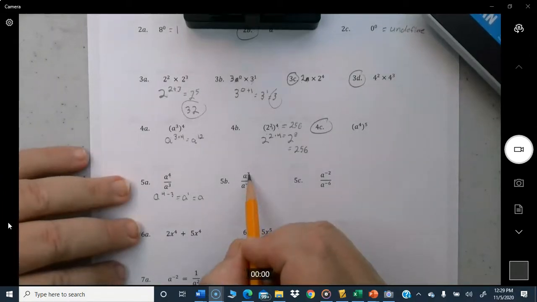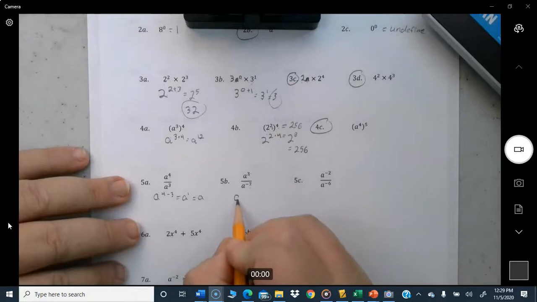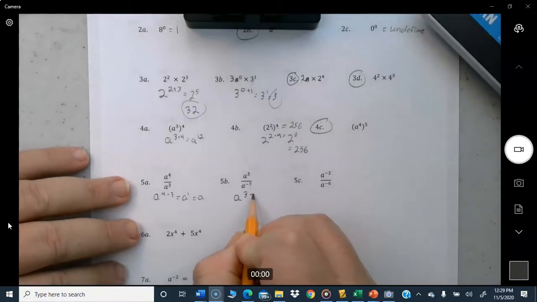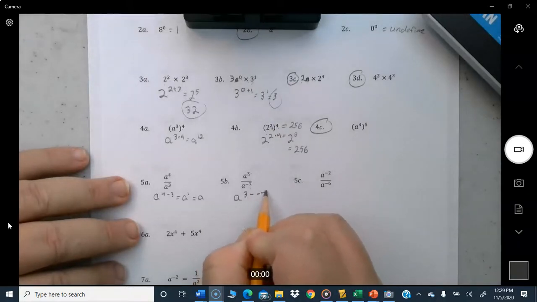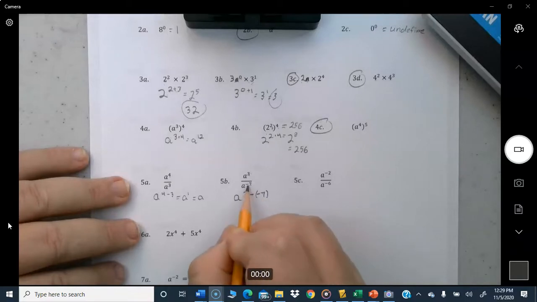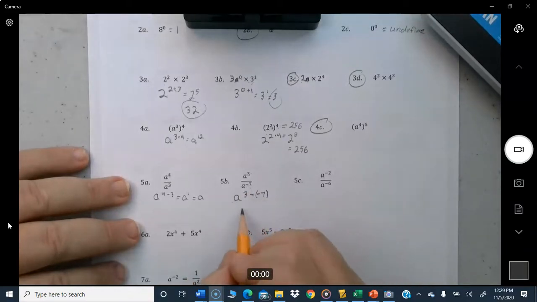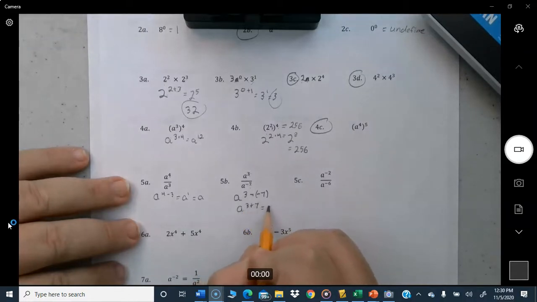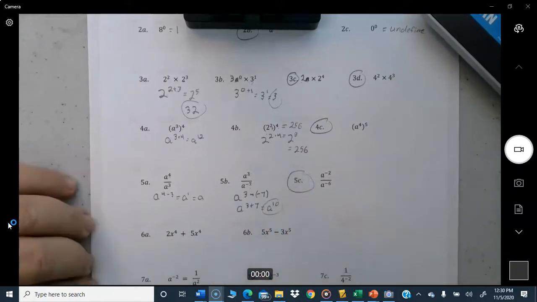Okay, here's a tricky one here a little bit. So a to the 3rd divided by a to the 7th. So that's going to be a to the 3 minus, be careful, negative 7. It's not 3 minus 7, it's 3 minus negative 7. That becomes a plus, so I can write that a to the 3 plus 7 equals a to the 10th. Okay. I'm going to leave 5C for you to do.